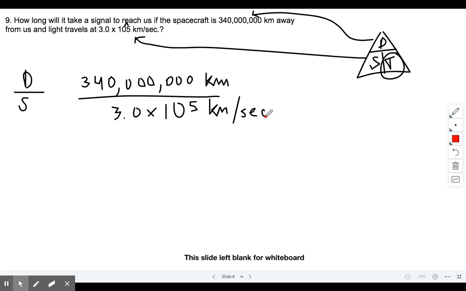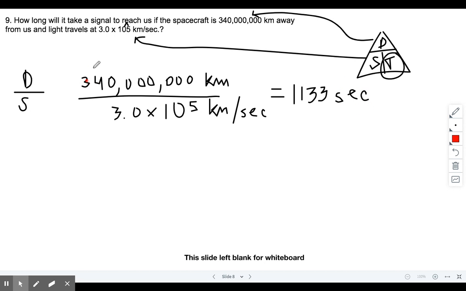Okay. So we want to divide 340 million, and you can do this in your calculator. If you put 340 million, then you can divide it, you can put 3.0, and then put the exponent to 5, okay? And it gives you 1,333 seconds. Okay, so there's two ways you can do this. I just put the two numbers in.